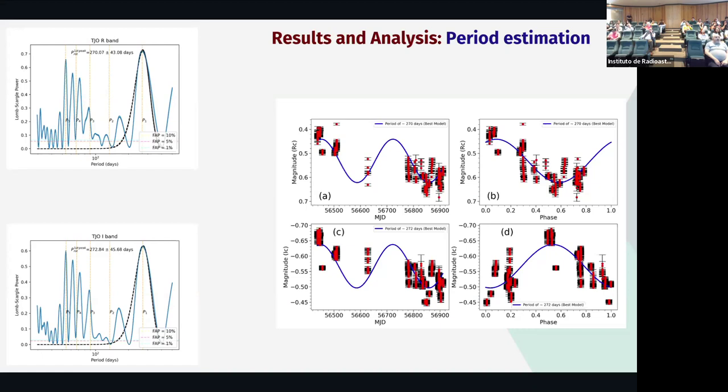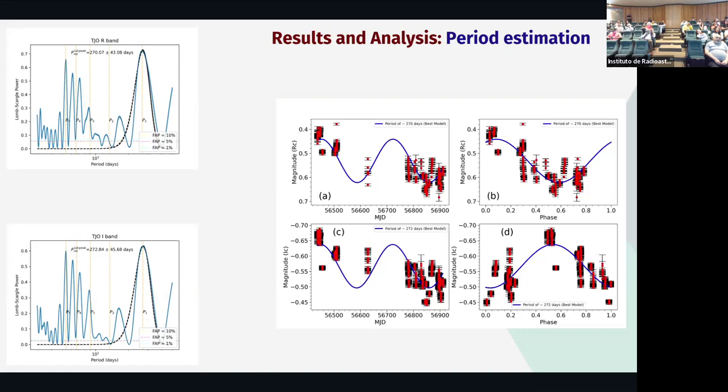Then we overplotted this period on the light curve of the source. These two diagrams are for the RC band and these two diagrams are for the IC band. Here I have overplotted the period of 270 days over the light curve of the source in the RC band. Here is the phase folded diagram overplotted with the period. Similarly, here I have shown it for the IC band, overplotted on the light curve, and here is the phase folded light curve. You can see that the period nicely fits the variation in the source and is sinusoidal, so you can say that the period is quite significant.